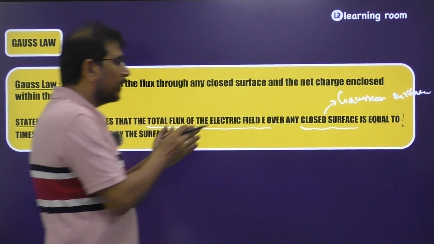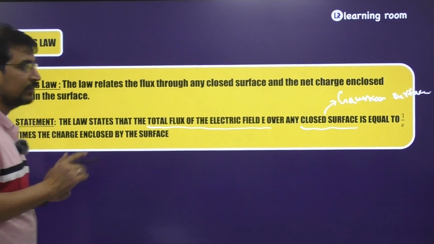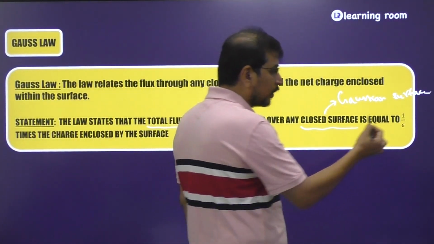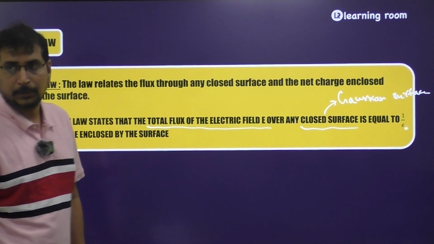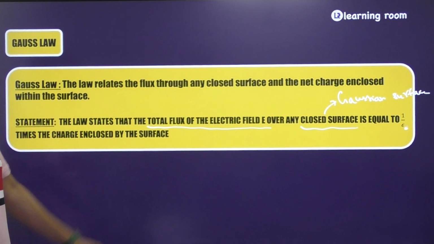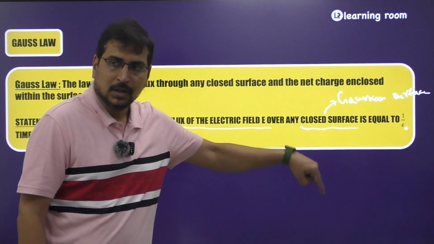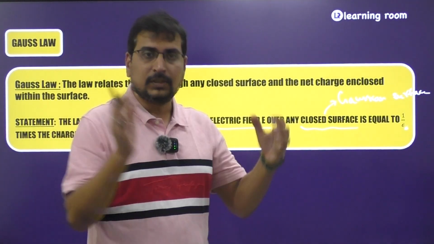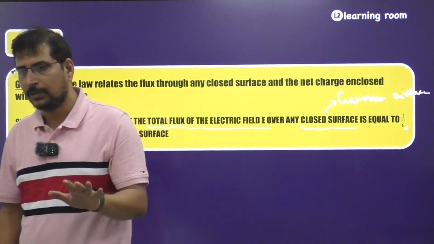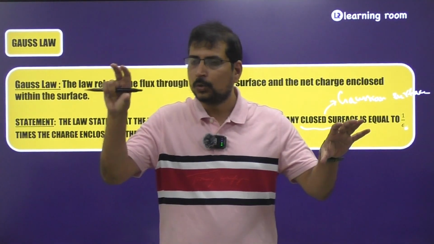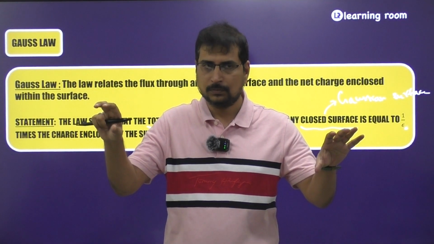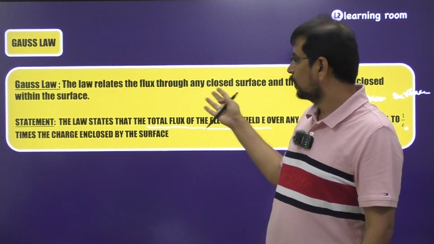So the total electric flux over any closed surface is taken to be equal to 1 divided by epsilon naught. Epsilon naught is the permittivity of free space. 1 by epsilon naught times the total charge that is present within the closed surface. It's a simple statement. You know the total flux through a closed surface. You know what is the total charge within the closed surface.